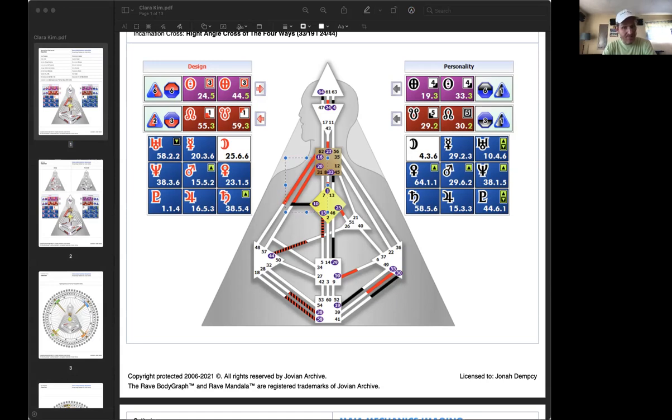34 is doing, 57 is knowing, 10 is yourself, and 20 is the now. So somebody who's a 34-20 is just doing things in the now all the time. If they're a 57-20, that's knowing in the now. If 57-34, that's knowing what they're doing, and you can kind of play with them in all different ways.